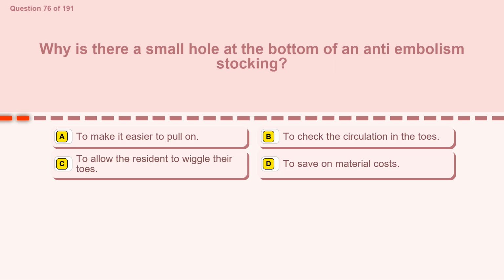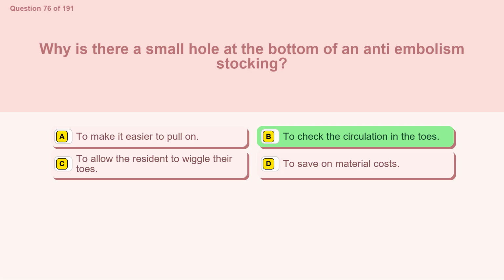Question 76. Why is there a small hole at the bottom of an anti-embolism stocking? Option A, to make it easier to pull on. Option B, to check the circulation in the toes. Option C, to allow the resident to wiggle their toes. Option D, to save on material costs.